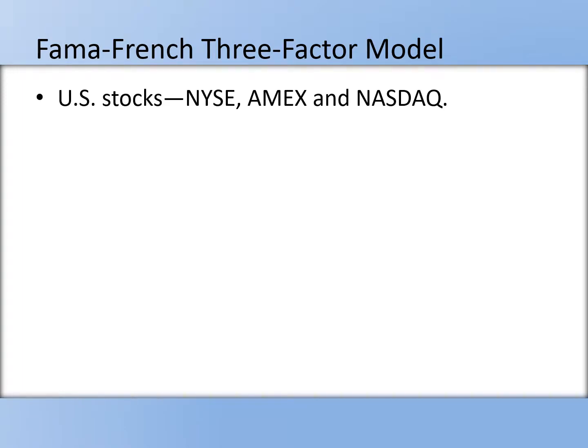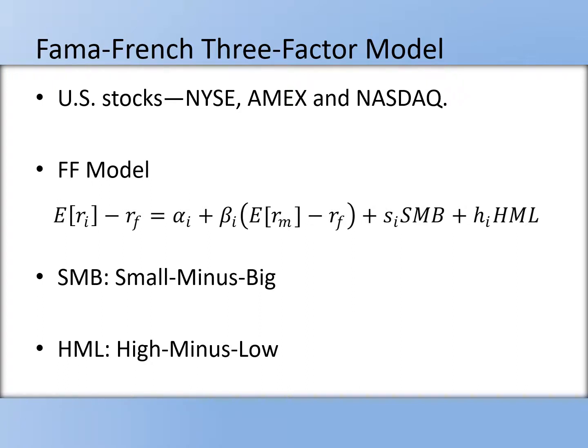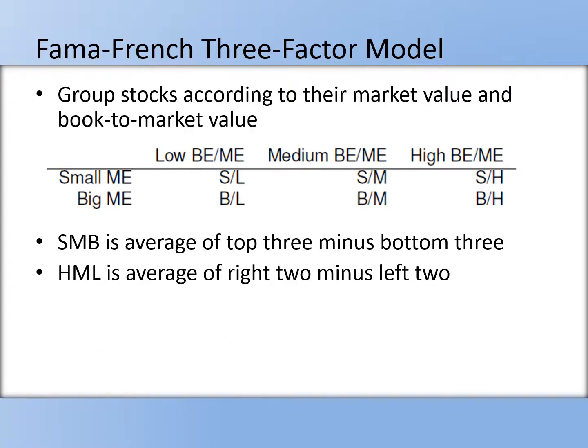So the way Fama and French calculated these factors, they use the U.S. stock market. The model works as the following. You have the standard CAPM plus two more terms. SMB is a small minus big factor that captures the risk of small companies. High minus low, HML, captures the risk of high book to market firms. So how is this calculated? Right, this is how it works.